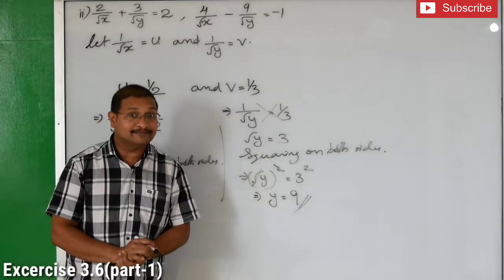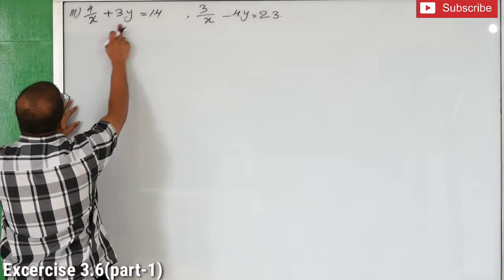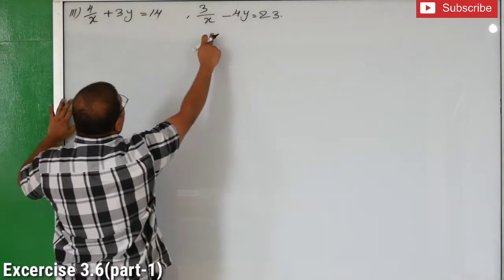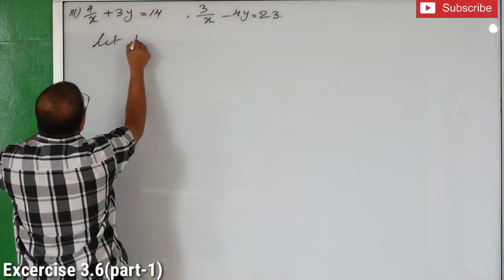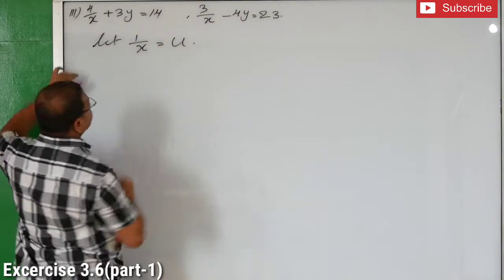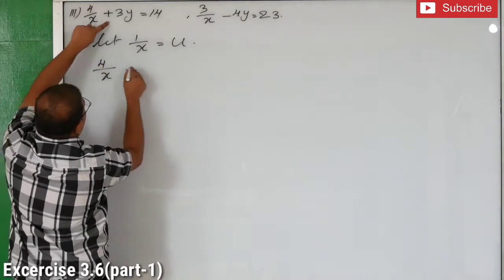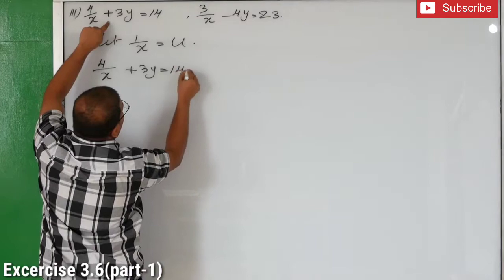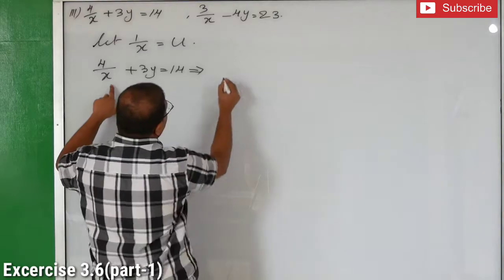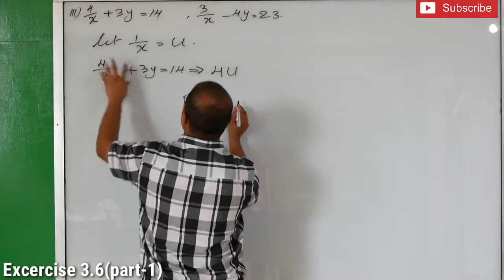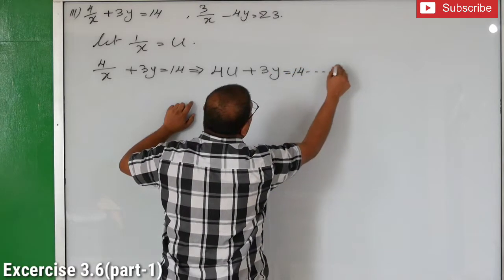Let's see the next question. I will read the third equation. Let's solve it. See, third one. 4 by x plus 3y equals 14. 3 by x minus 4y equals 23. See, here we will take let 1 by x equals u. Ready? That means what will happen? 4 by x plus 3y equals 14 implies, in place of 1 by x, what will you write? u. That means 4u plus 3y equals 14. This is equation number 1.